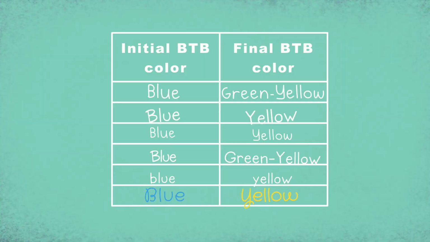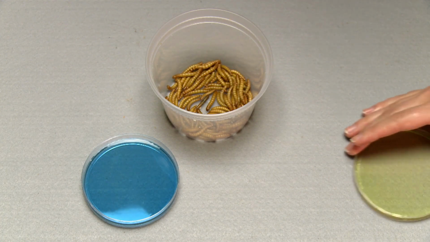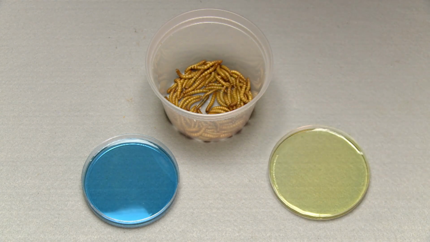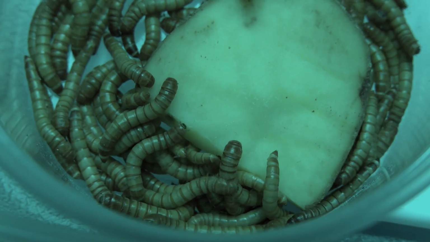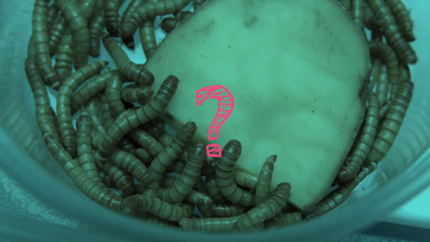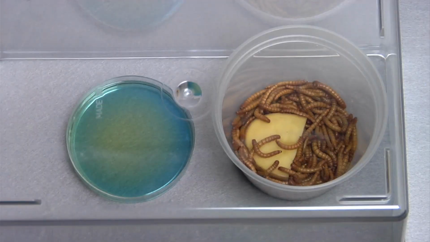The BTB should provide a clue. We had a color change. The BTB turned yellow, indicating that carbon dioxide is going into the air. Where did the carbon dioxide come from? One more thing. It looks like the mealworms are moving around a lot. Where did they get all this energy? Lots of things to review.